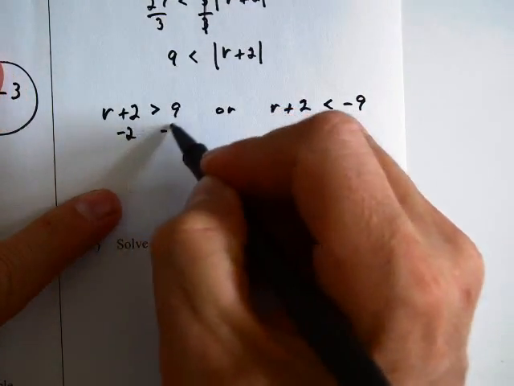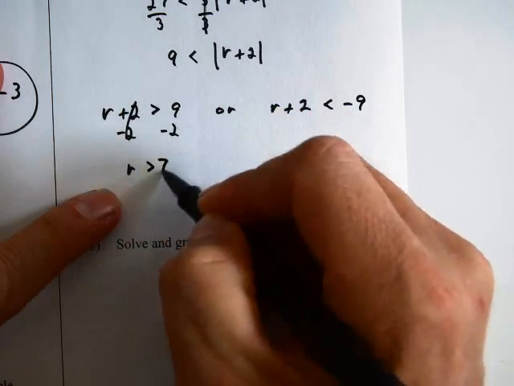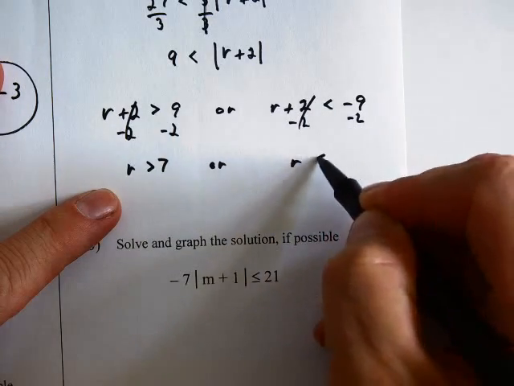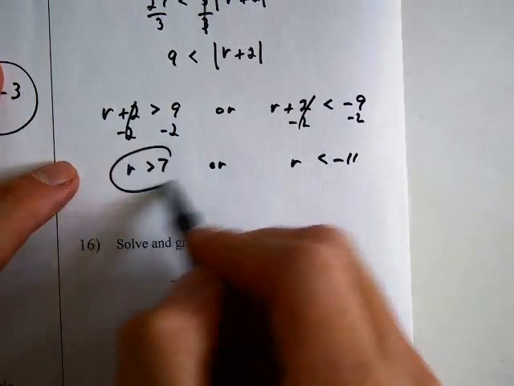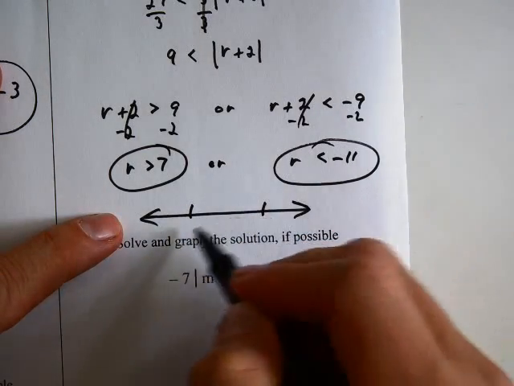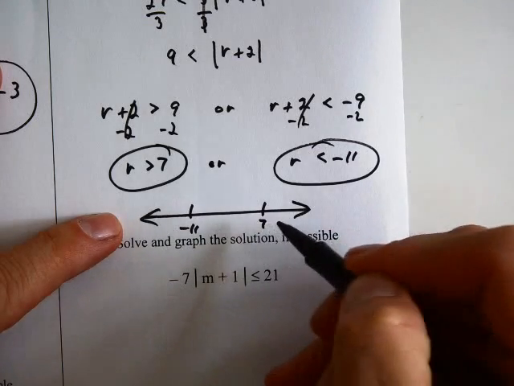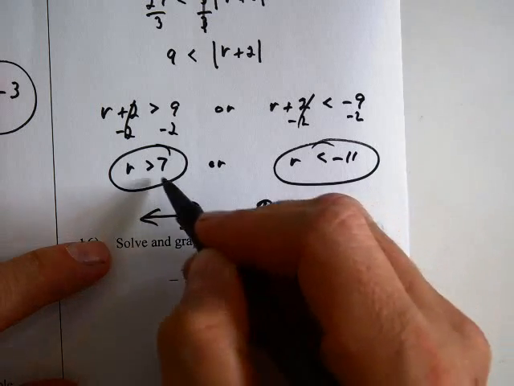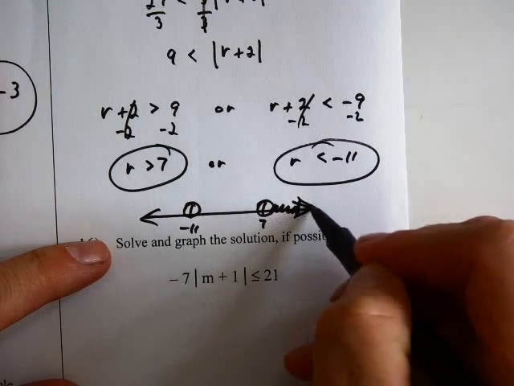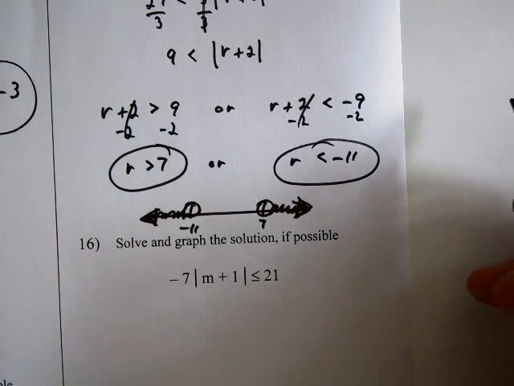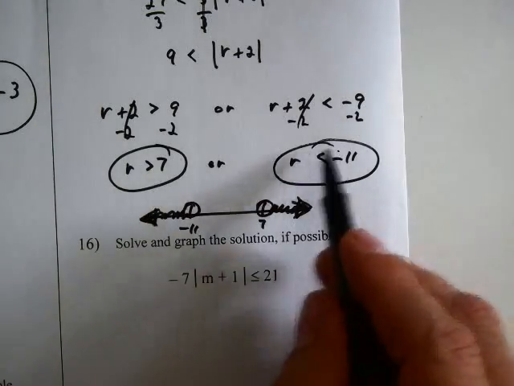And now as I get r by itself, r is greater than 7, or, subtracting here, r is less than negative 11. So this is the solution where I've solved it. And now when we graph it, negative 11 is smaller, so it's on the left. 7 is bigger, so it's on the right. These are open circles, and I'm shading away, right? Greater than 7 is this way. Less than negative 11 is that way. So these are the solution. This is the graph of the solution.